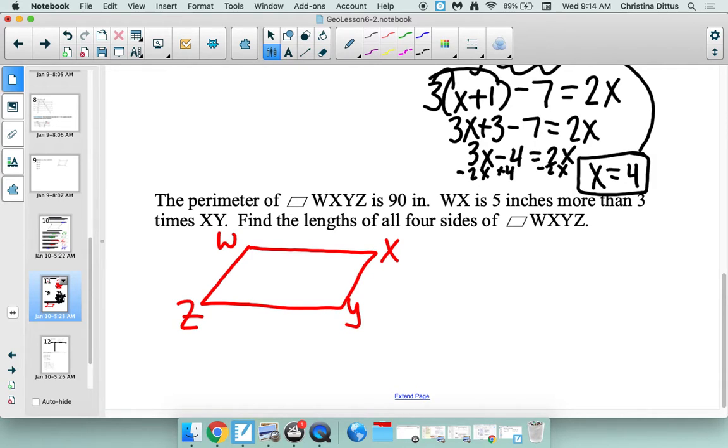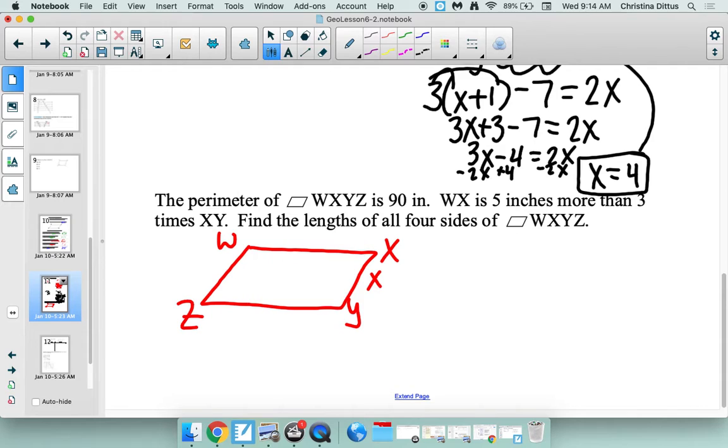Says the perimeter is 90. What's perimeter mean? The outside, the around part. And it says WX is 5 inches more than 3 times XY. Do I know what XY is? No, so guess what we're going to call it? X. Is that weird to have like XXY? No? Okay. And then WX is 5 inches more than 3 times that.